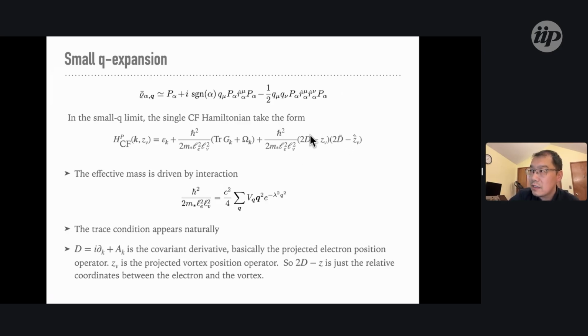So this is the projected electron coordinate. This is the projected vortex coordinate. So this basically tells you that this is the relative interaction between the electron and the vortex. And in the small q limit, they adopt a quadratic term. It's basically electron position minus the vortex position, then squared. Okay, so this is the sort of meaning of the single particle composite fermion Hamiltonian.